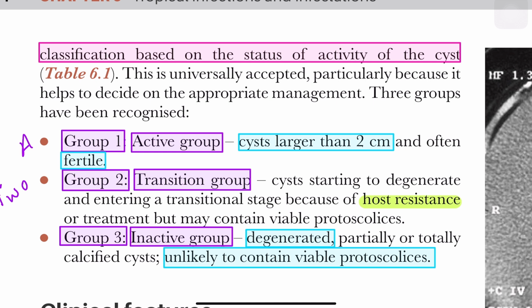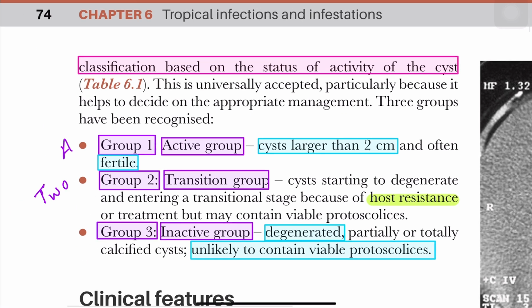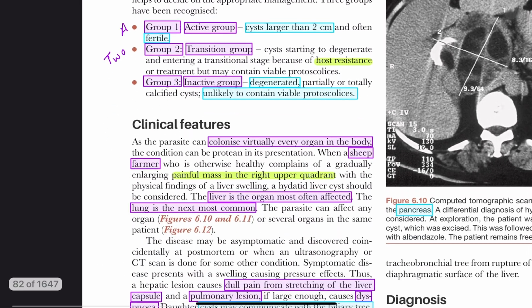Based on the activity of the cyst, there are three groups. Group 1 is the active group, cyst larger than 2 centimeters and fertile. Group 2 is transition. Group 3 is inactive, degenerated, calcified, unlikely to contain viable protoscolices.